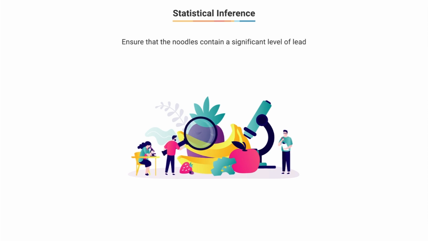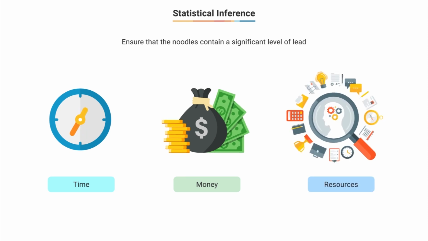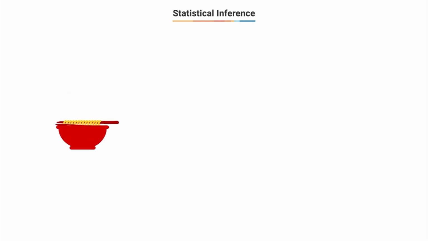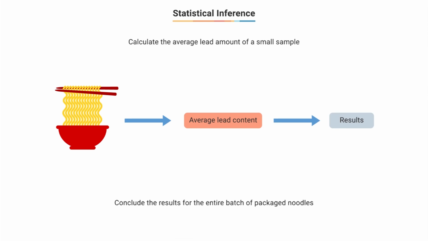Obviously, you cannot go to each and every factory and check each packet for the amount of lead, as it will take up too much time, money and resources. There has to be some more efficient way. So what if you do not check every packet, but instead take a small sample, find the average lead content in them and conclude the results for the whole bunch of noodle packets that are manufactured?